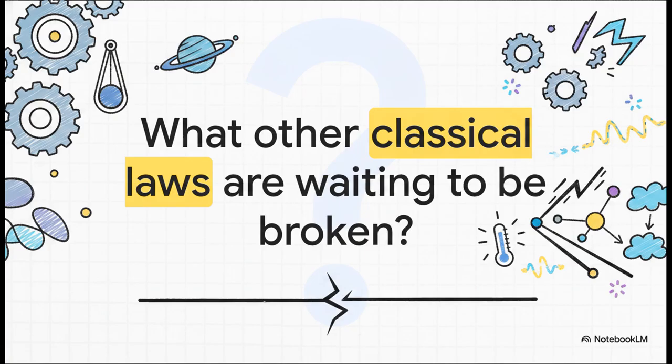Which leaves us with a pretty provocative final thought. We look around every single day, and we see this stable, predictable, classical world. But if that solid reality is actually just an illusion, built on these strange, hidden, discrete quantum rules that literally freeze and unfreeze based on temperature, what other classical laws of our universe are just waiting to be broken?